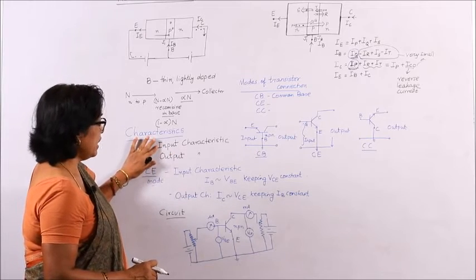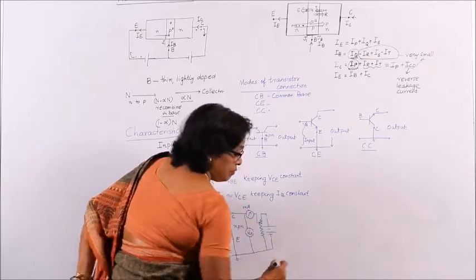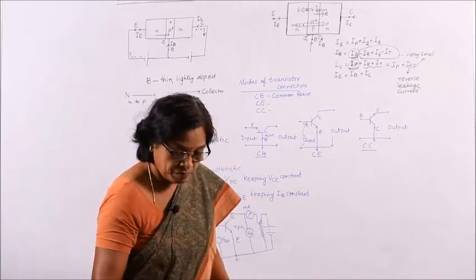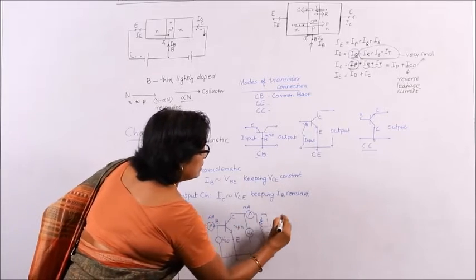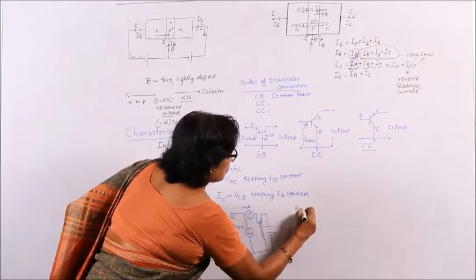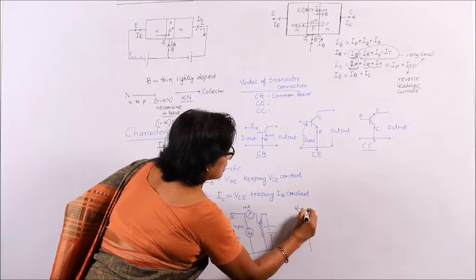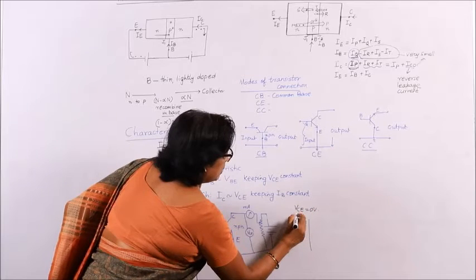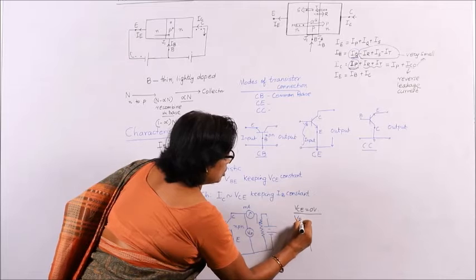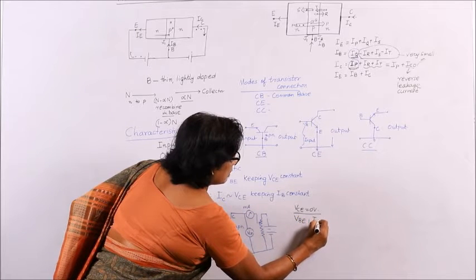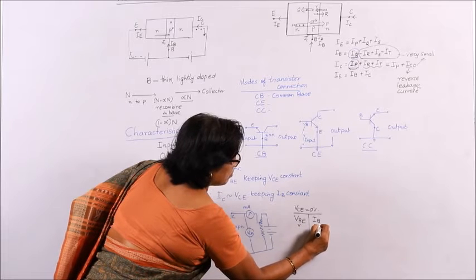To draw the input characteristic, this is the graph that you will obtain. First, let us say VCE is kept constant, some VCE value, let us say 0 volt. Then with this, change the base emitter voltage and measure the base current. This is in volts, this is in microampere.